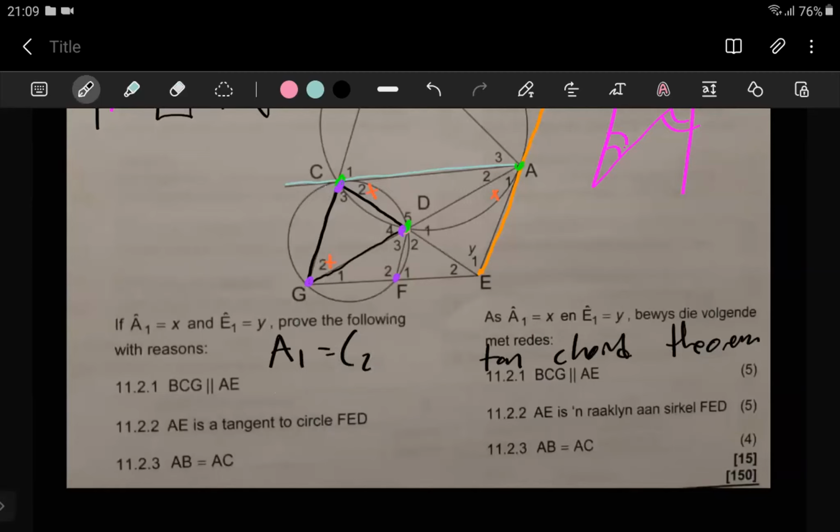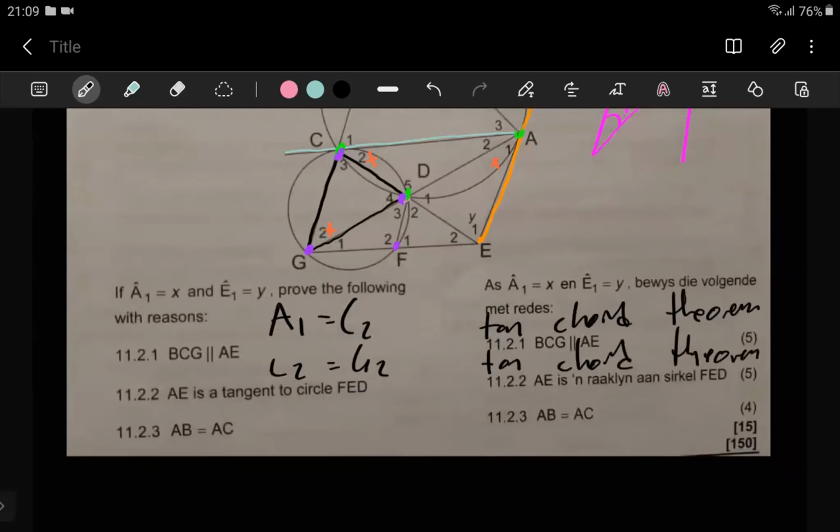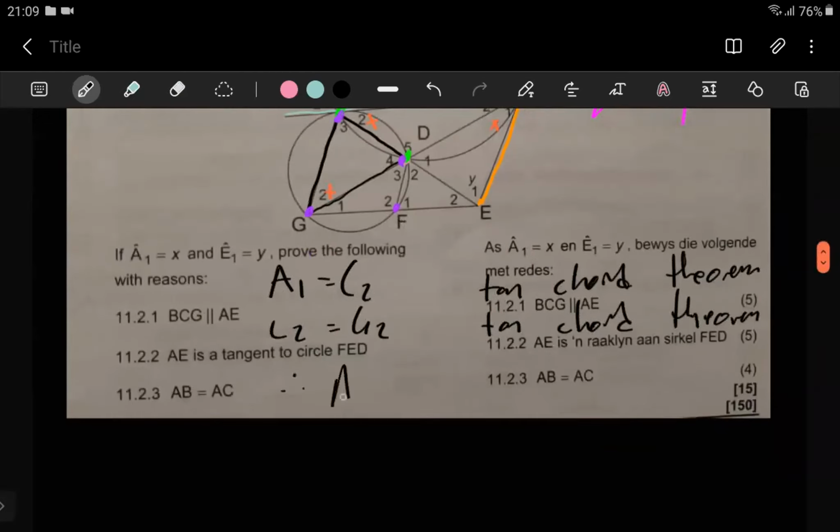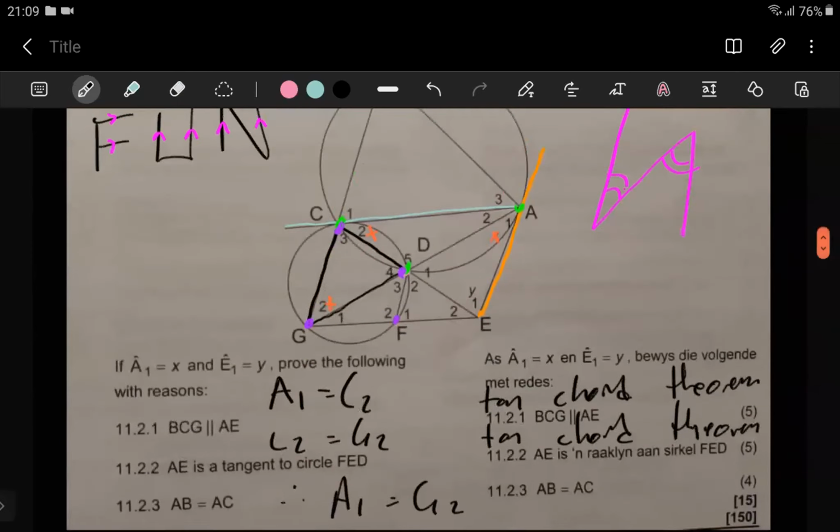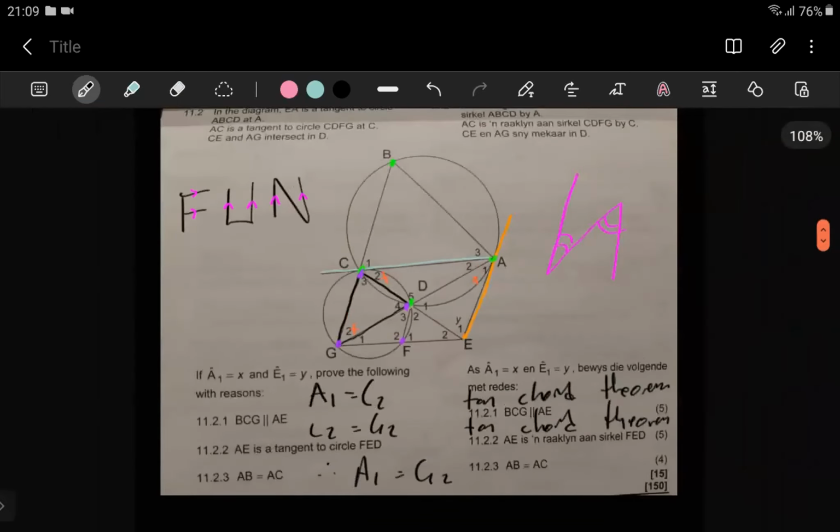So here we're going to say C2 is equal to G2. The reason there is also tan chord theorem. So you see, because C2 is equal to A1 and C2 is equal to G2, it means that therefore A1 is equal to G2. Because they are both equal to the same thing. You see, it's a conclusion.